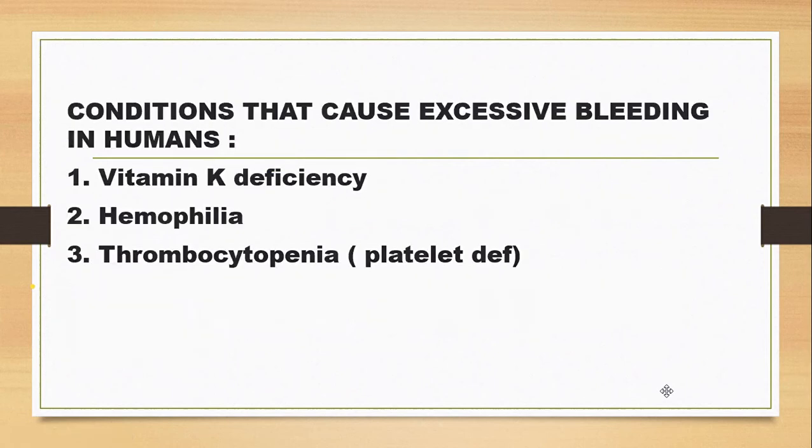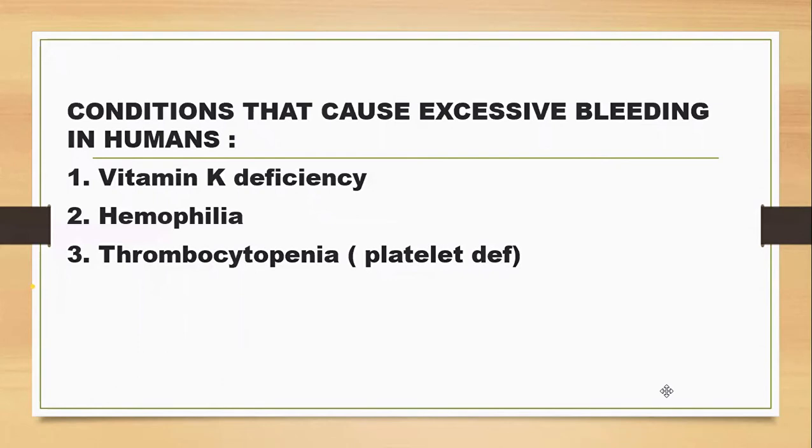Okay. So these are conditions in the body that can cause excessive bleeding. One is deficiency in vitamin K. If you have a deficiency in vitamin K, what happens? Again, this is required for synthesis, required by the liver. So if you are deficient in vitamin K, you will not have the prothrombin in the liver. Di ba?